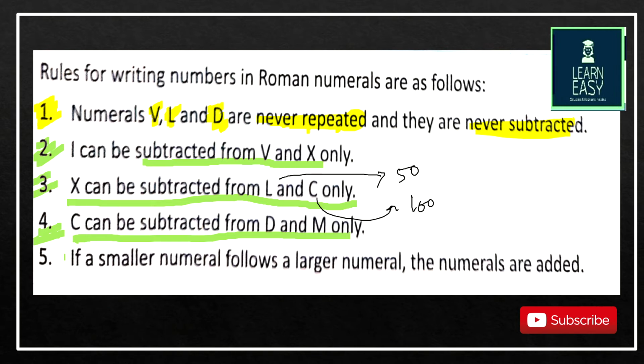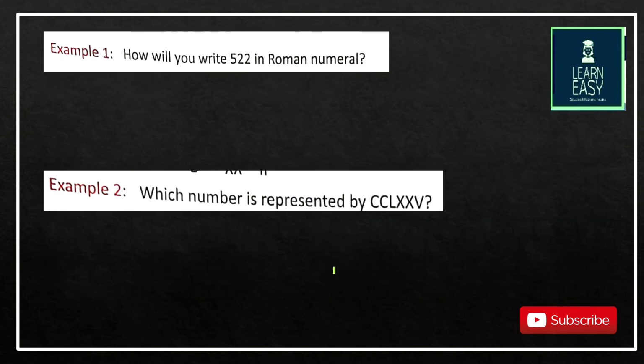Fifth, if a smaller numeral follows a larger numeral, the numerals are added. Okay, if a smaller numeral is followed by a larger numeral, then the numerals are added. So these were the 5 rules. I hope these 5 rules are clear.